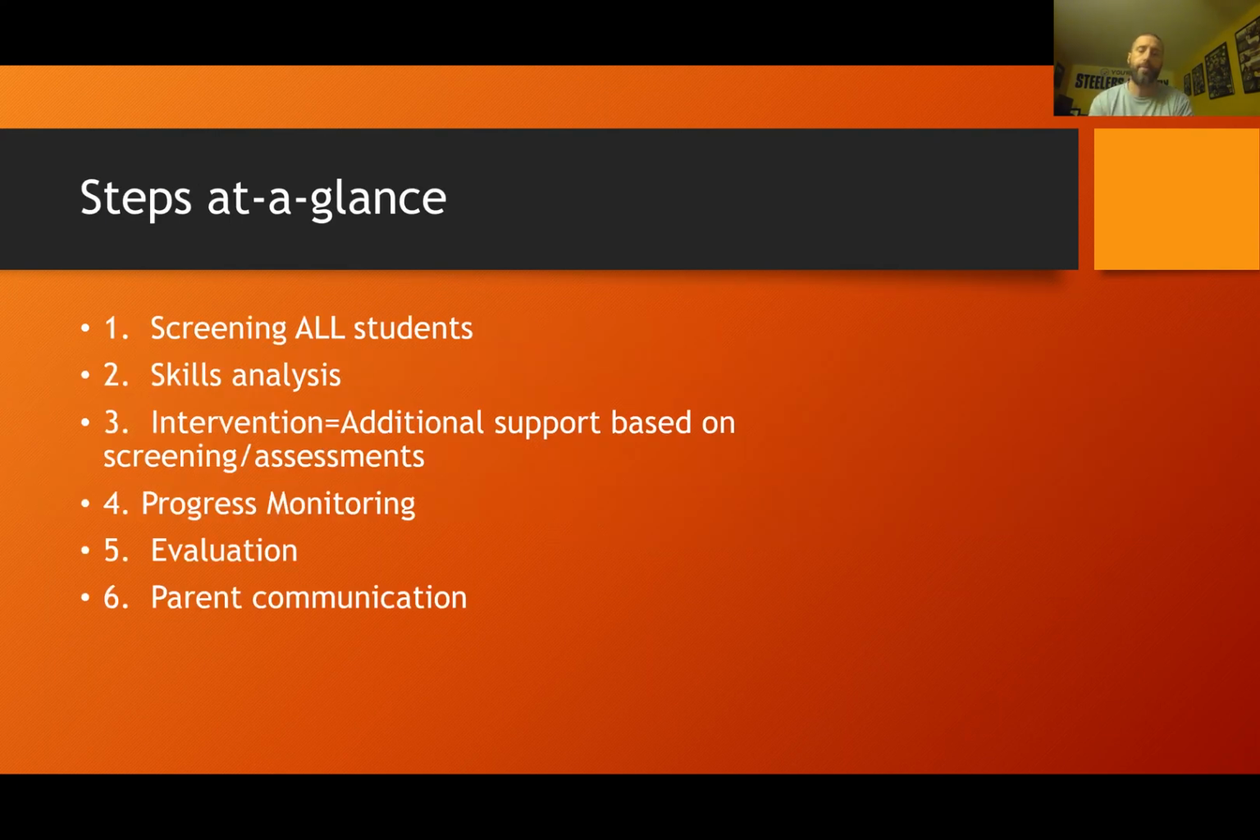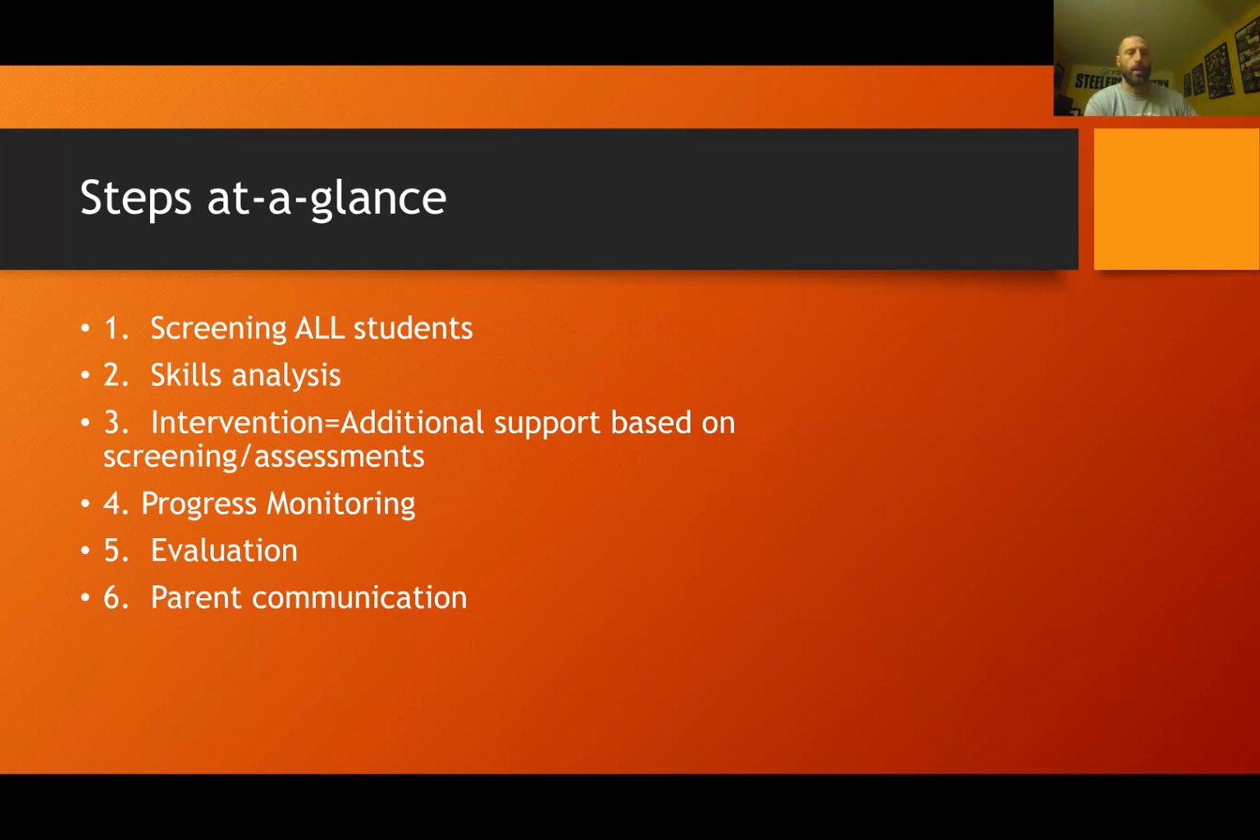So real quick, I've got what I think are the 6 essential steps to doing MTSS correctly. The first is that you're going to screen all students. The second is going to be a skills analysis or some sort of more in-depth diagnostic analysis for students that are identified as maybe having some sort of special need. Then you're going to have your intervention third, and the intervention is going to be the additional support based on what we got from the screening and the assessments.